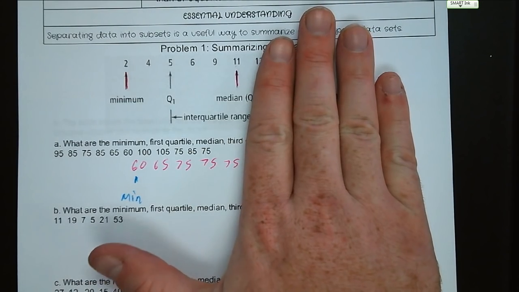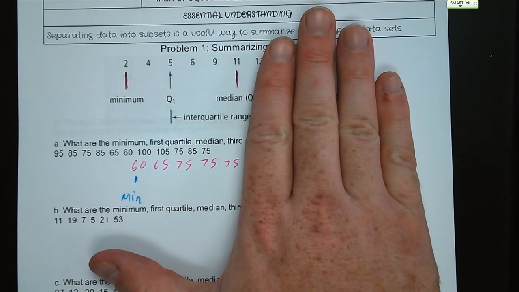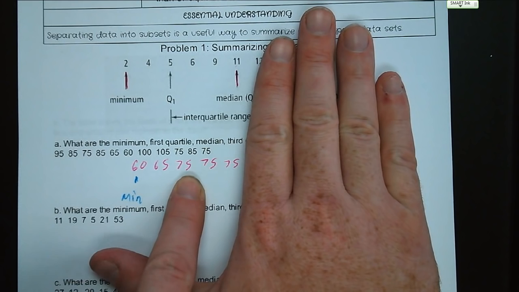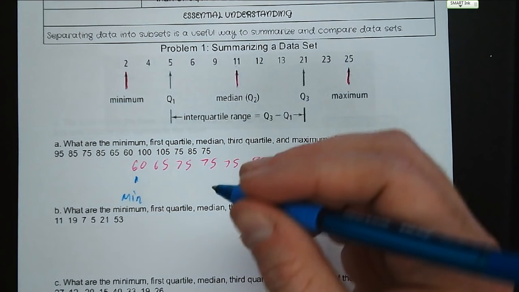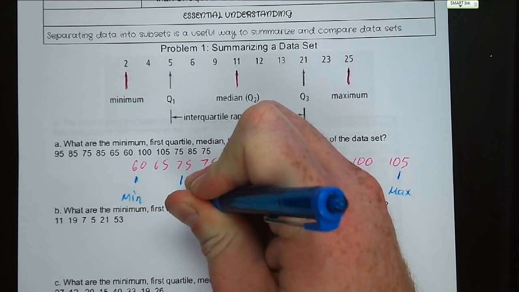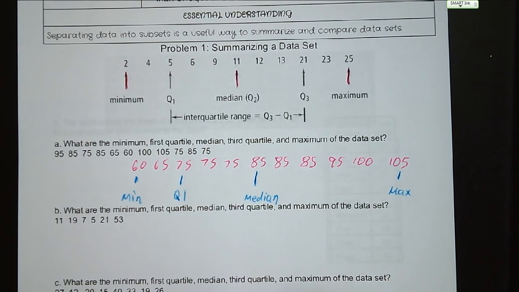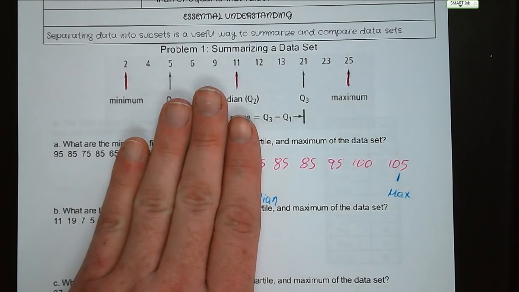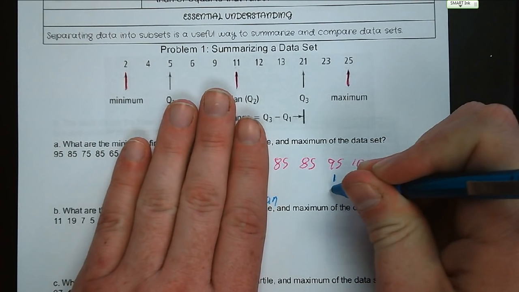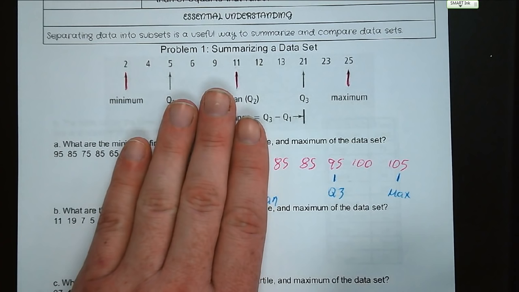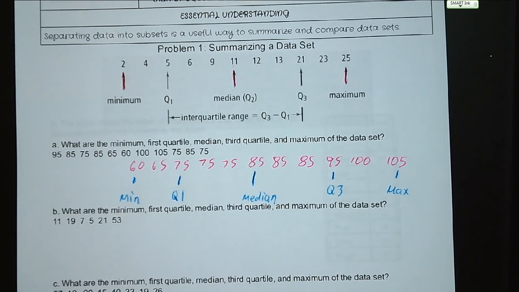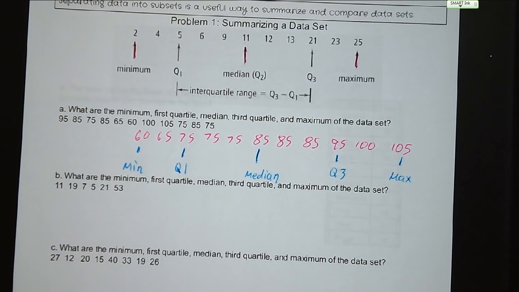And we find our midpoint of this half of the data. So our midpoint is going to be 75. So quartile 1 is 75. If we exclude the median and look at the top half of our data, quartile 3 is 95. It's the median of this section. Okay? All right, so let's take a look at letter B.